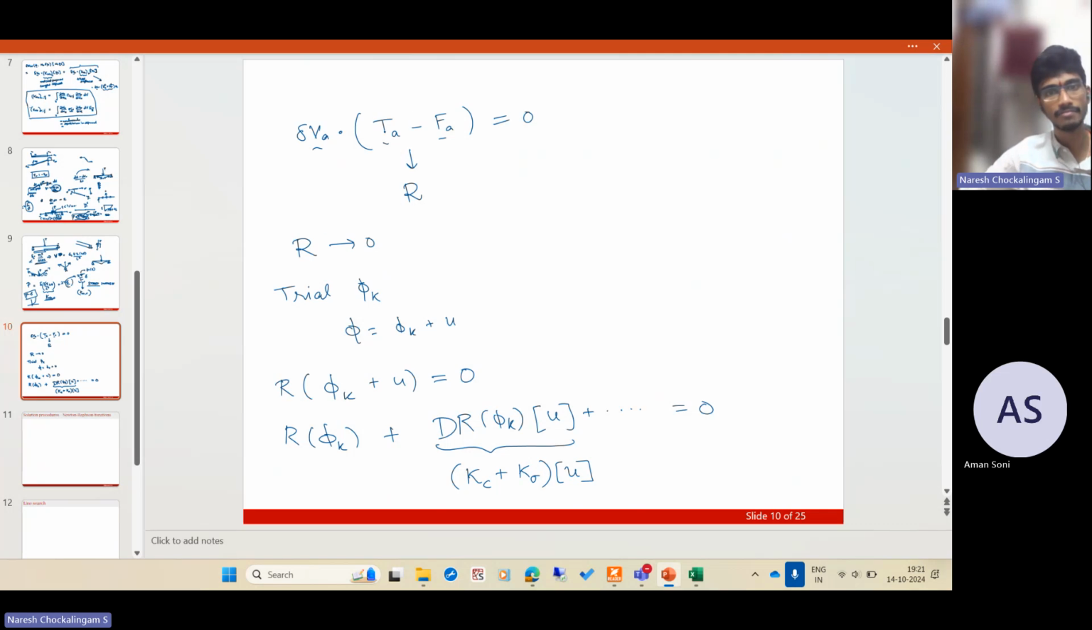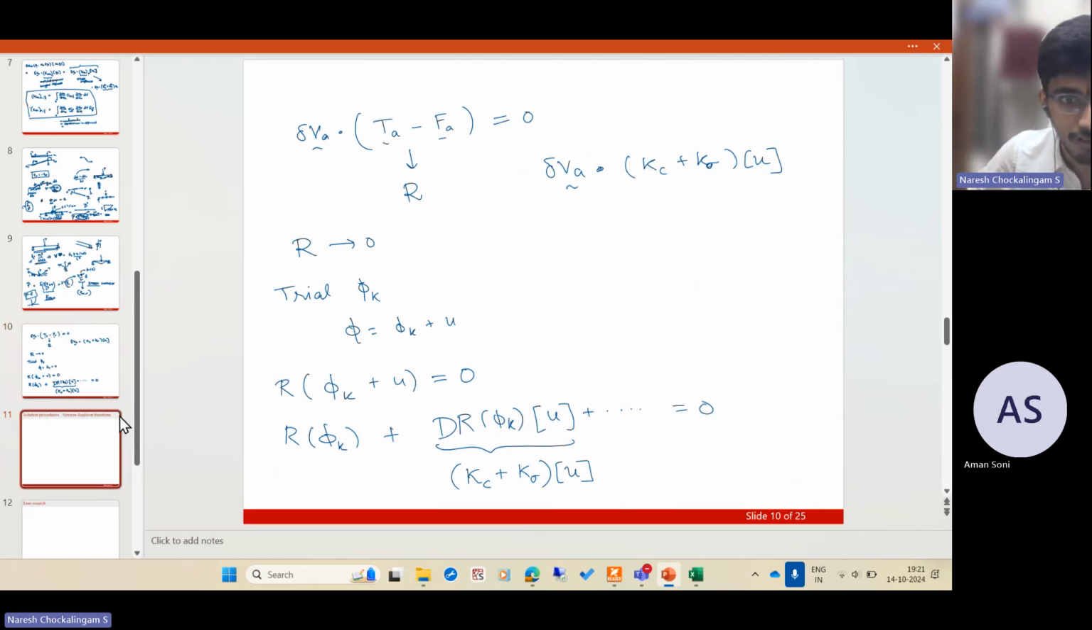But what is the residual? Residual is the difference in forces, internal virtual work. When you dot it with the virtual velocity field, it is the difference between the internal virtual work done and the external virtual work done. And when we linearize it, we get the directional derivative of the residual in the direction u. We already saw that if we linearize the virtual work expression, we get del V A dot, which we have taken out, so this directional derivative of the residual in the direction u is nothing but Kc plus K sigma times u.